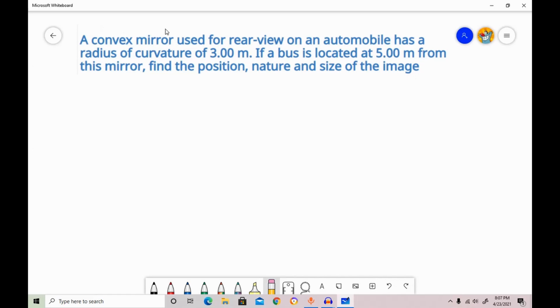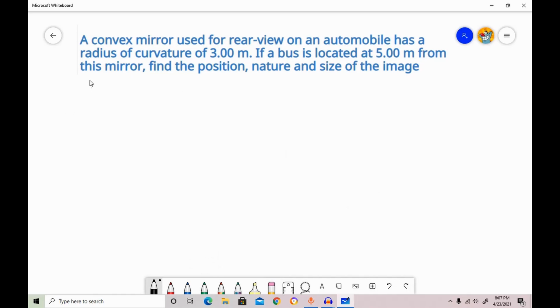So here, what type of mirror is it? It is a convex mirror. What data is given? One is radius of curvature 3 meter. A bus means object. The object is located 5 meter from this mirror, that is in front of the mirror, so in front of the mirror towards the left. So u is taken as negative. What are you going to find? You have to find the position, nature and size of the image. So let us start the problem.